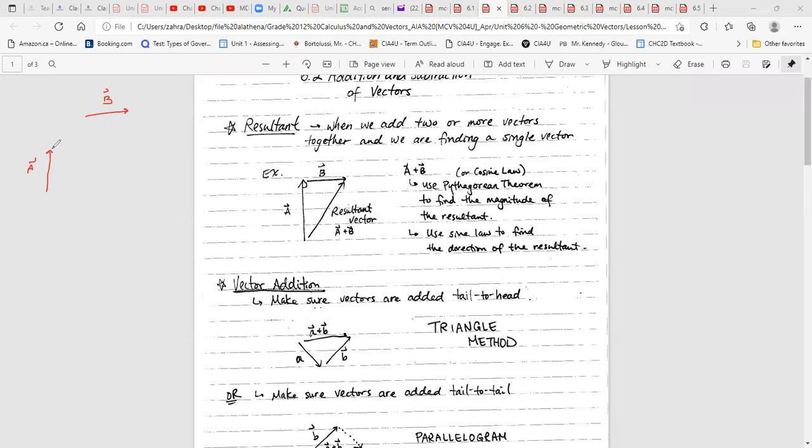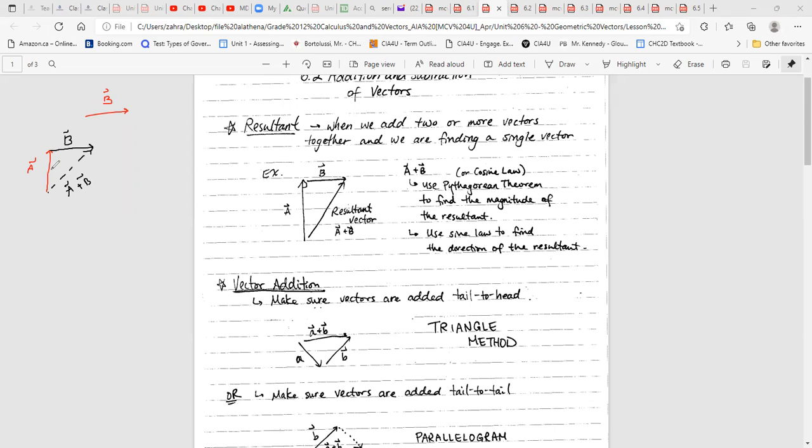I take B, and the beginning of B should be at the end of A. So I just draw it with the same magnitude, same direction. So basically this is B. You can move the vector anywhere you want. So this is equivalent to that. Just move that parallel to this one. And then from the beginning of the first vector to the end of the second vector, this resultant will be A plus B.